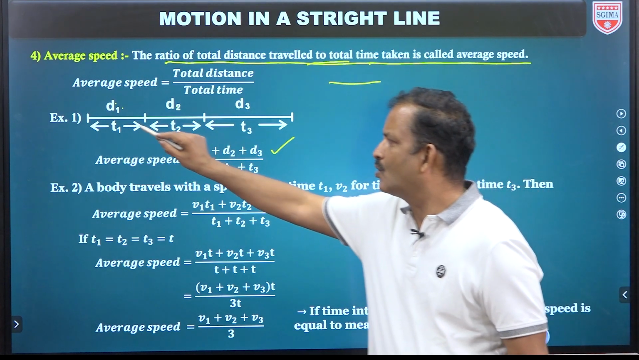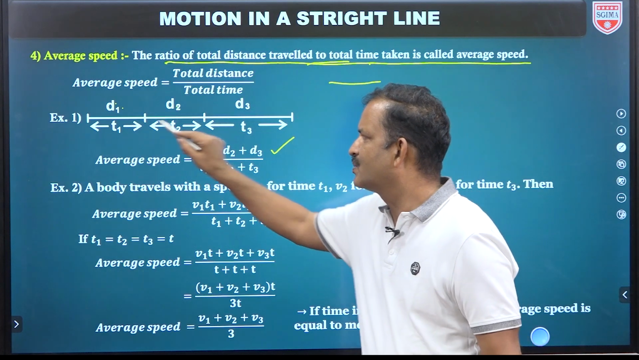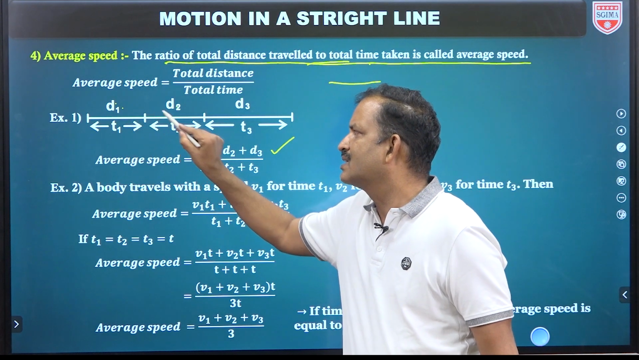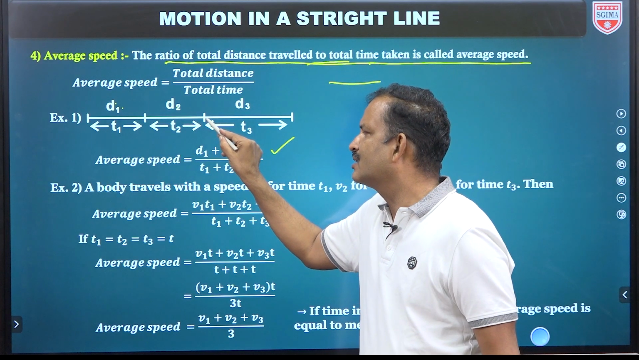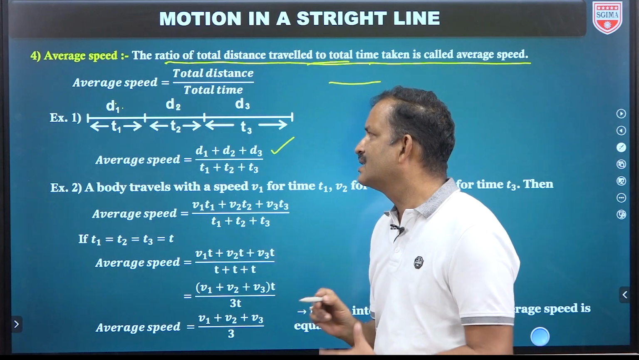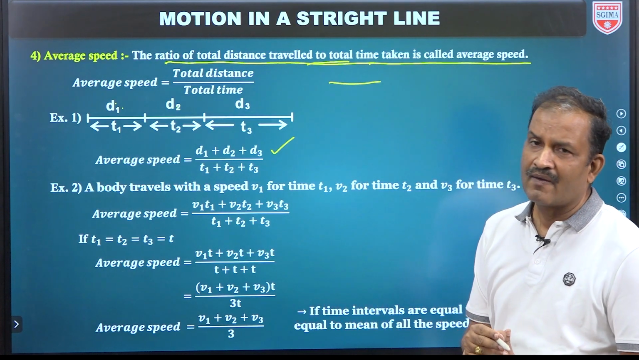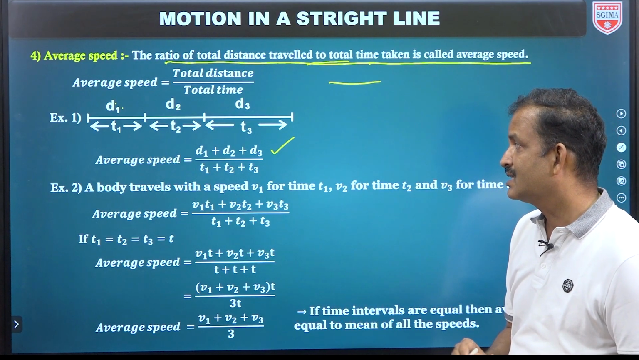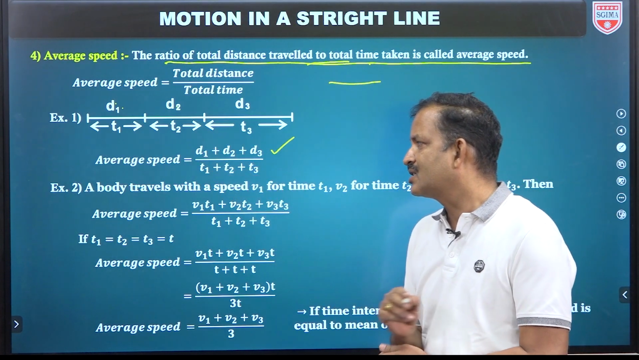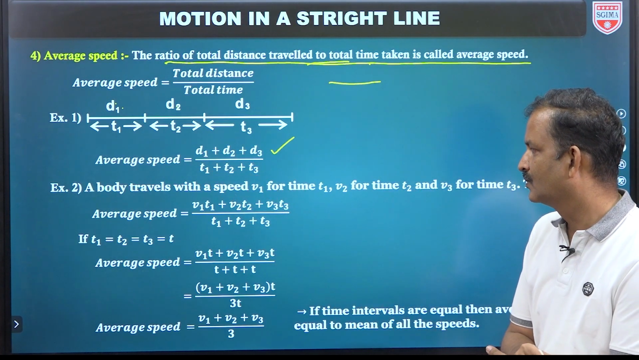Average speed means, in this time it travels d1 distance, in this time t2 seconds it travels d2 distance, in this time t3 seconds it travels d3 distance. Average speed means total distance covered, d1 plus d2 plus d3, by t1 plus t2 plus t3.